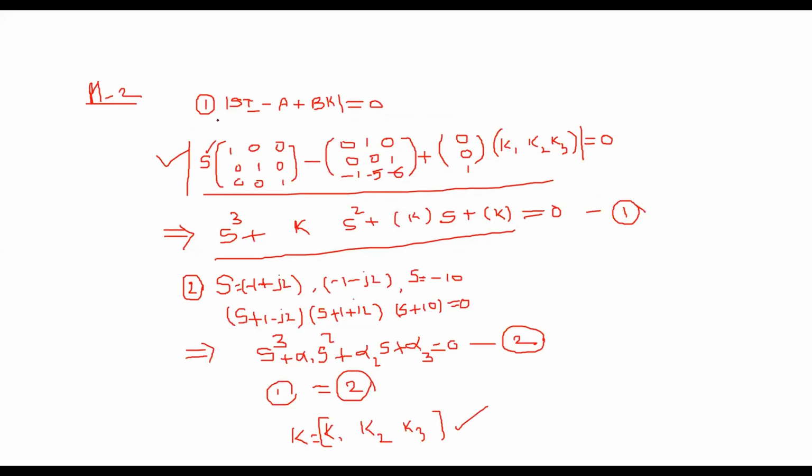What is the process here? That is a method. First step, second step, and finally equating both the equations, I will get the matrix K. So equate 1 and 2 and solve the equations for K1, K2 and K3.